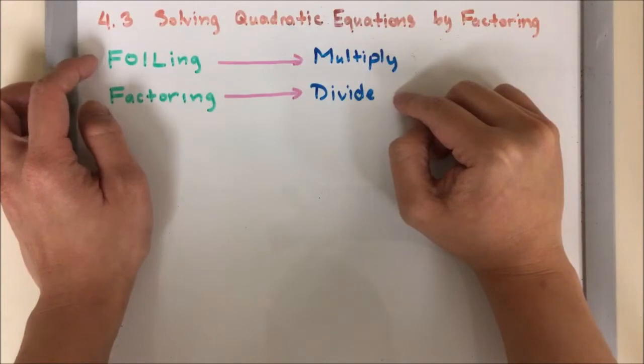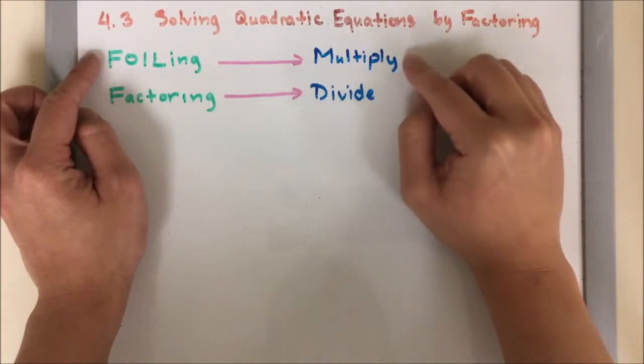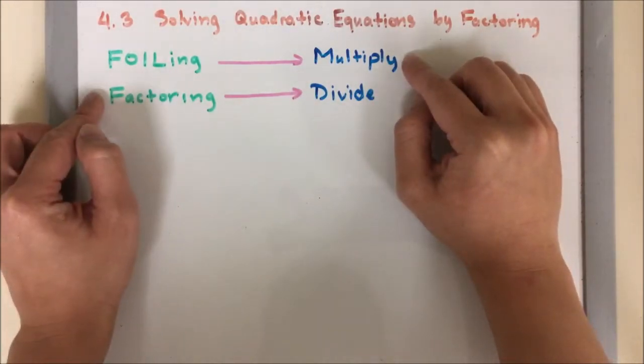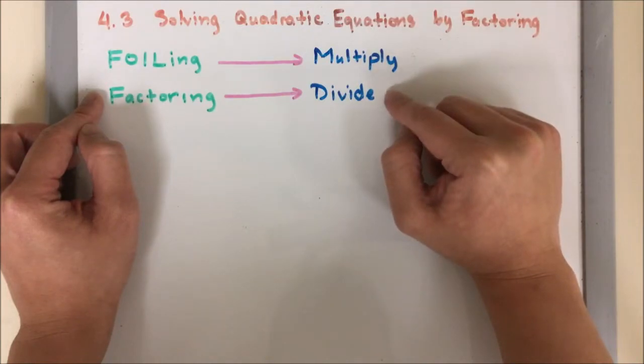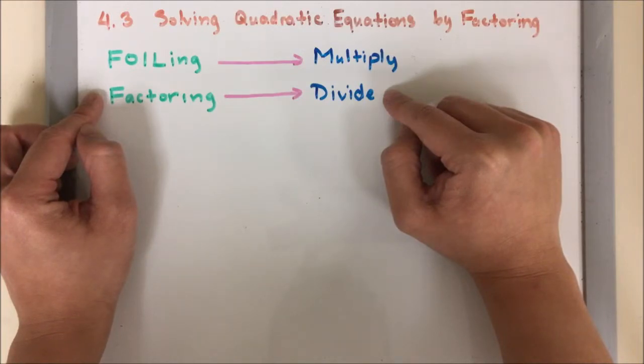So make sure you remember that when we are foiling, we're going to be multiplying. In this section, when we're factoring, we're going to be dividing. And you will see what I mean by divide when we're finding the greatest common factor.